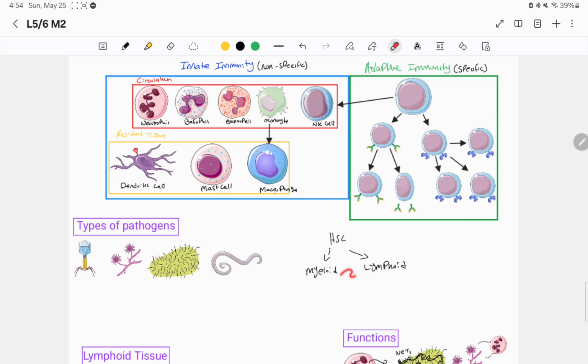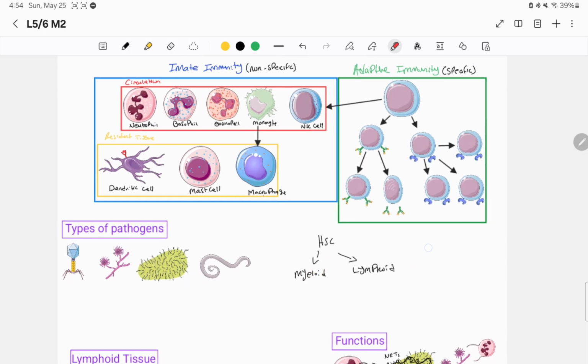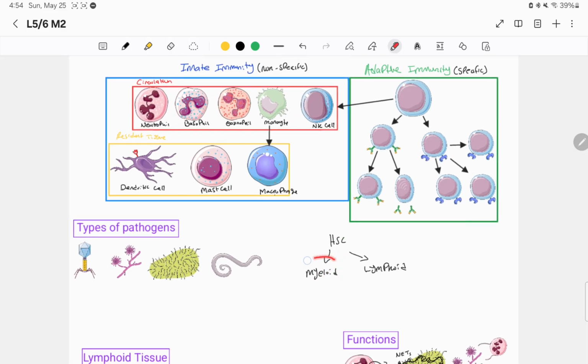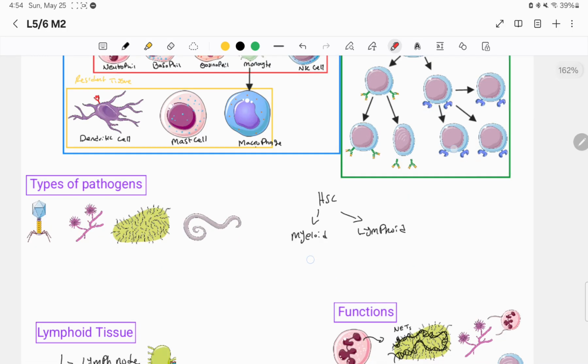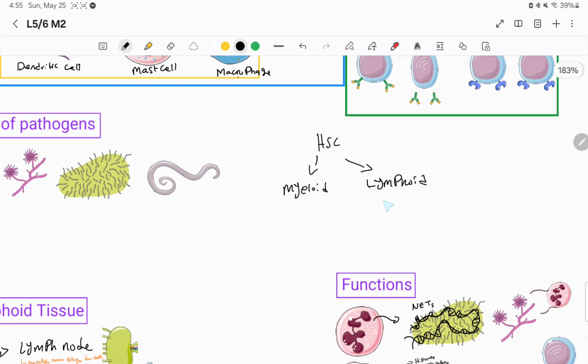So the majority of the white blood cells and your red blood cells are coming from the myeloid lineage, which is specifically in the innate immunity. The lymphoid cells are coming from the adaptive immunity. Now, very quickly, there are two types of lymphoid: there is a large lymphocyte, and there is a small lymphocyte.